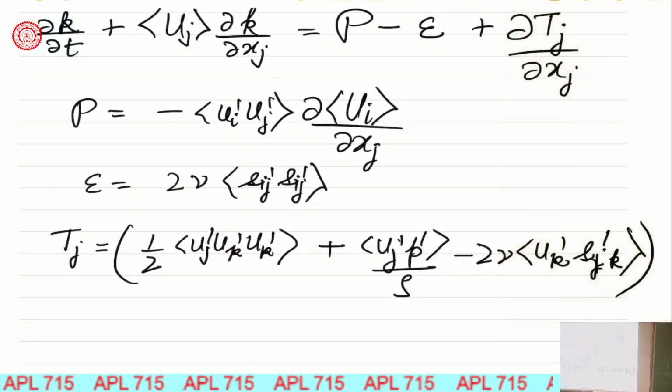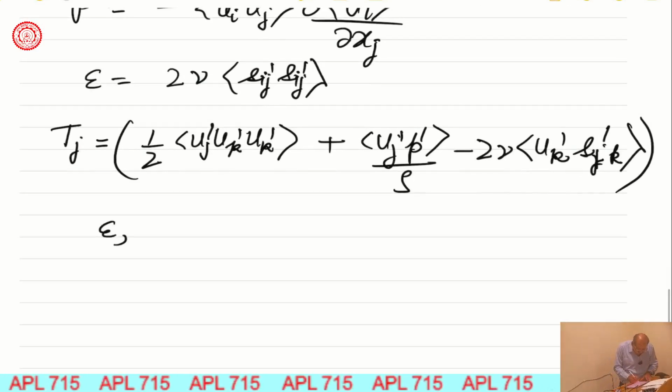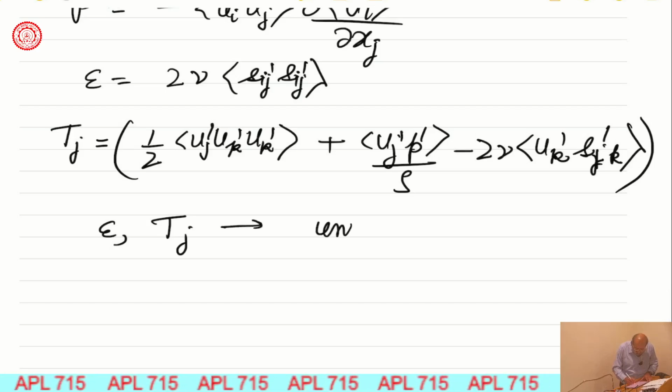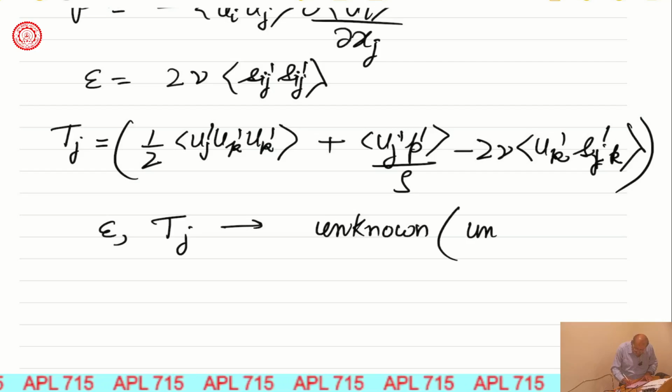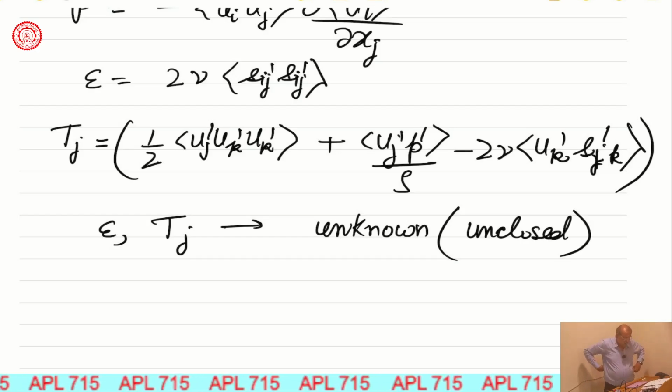So the whole of the transport and dissipation. There are two terms, epsilon and Tj. These terms are unknown. I have also used the term unclosed, so you can use any of these.